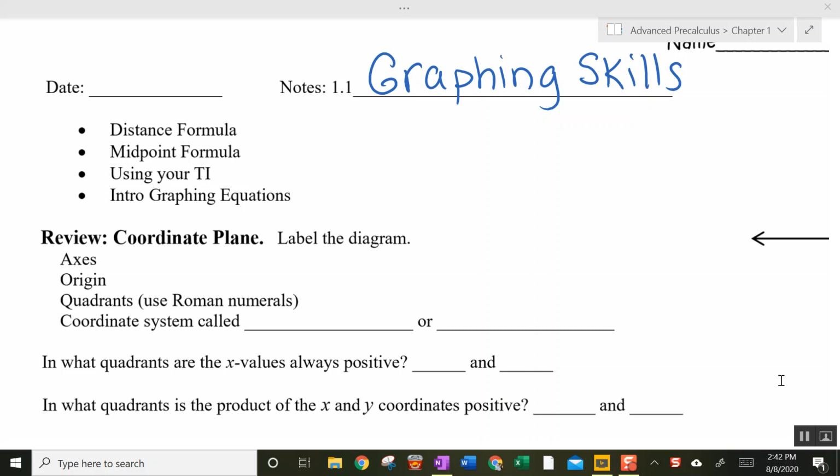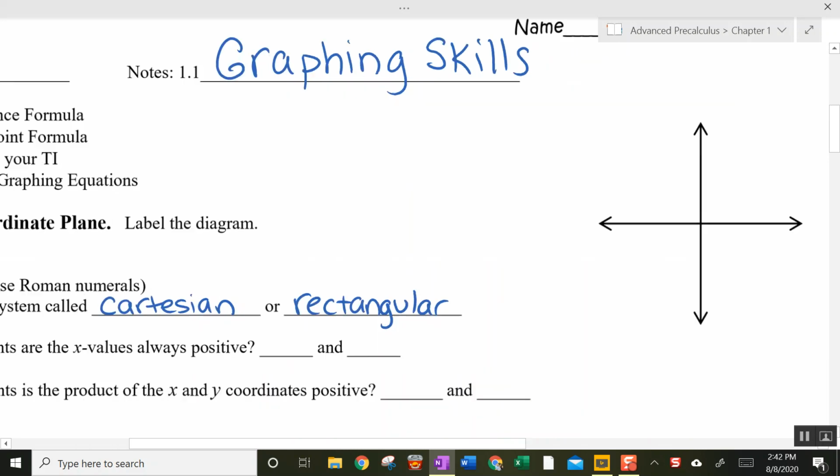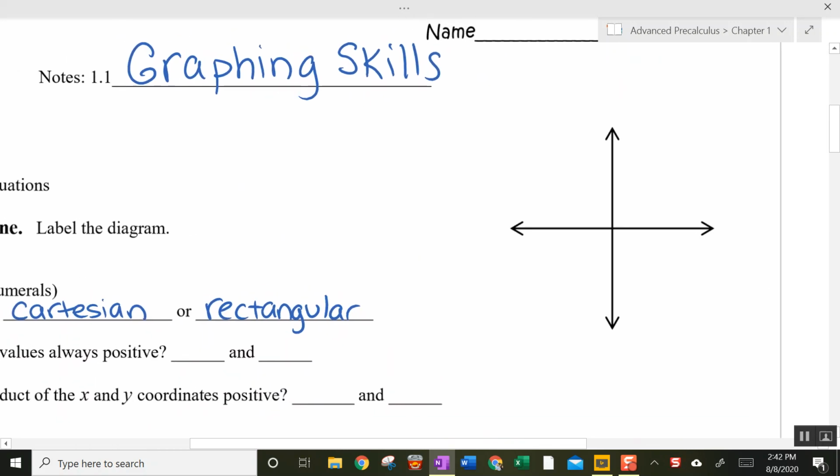All right, we're going to start with section 1.1, which is all about graphing skills. First, we're going to talk about our Cartesian coordinate system. Another name for a Cartesian coordinate system is rectangular. So rectangular coordinates are all based upon your typical XY axis. Make sure in this class you are always labeling your axes.